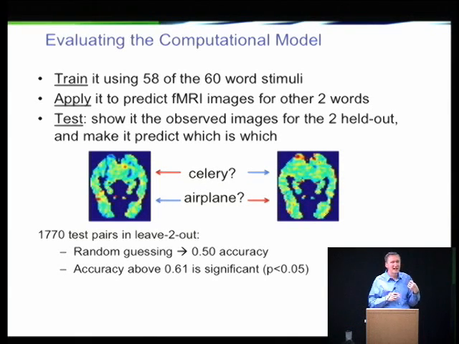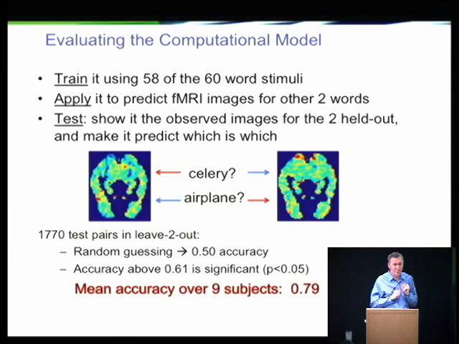So if it's guessing, at chance level, it would get half of those correct. And when we gave this problem to the system, it got 79% of them correct. And again, we're training models on individual subjects, individual people. We had 9 people in this study, so if you average the accuracy over all 9 trained models, that's what you get. So what this means is that in more than 3/4 of the cases, if you give this model 2 words it has never seen and 2 fMRI images for those 2 words, it can tell which one goes with which. So there's real information content in the prediction.